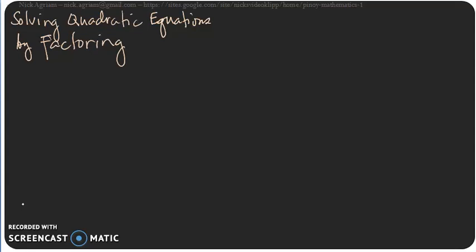Okay, let's continue our topic in quadratic equations and quadratic inequalities. This time I will be discussing solving quadratic equations by factoring.